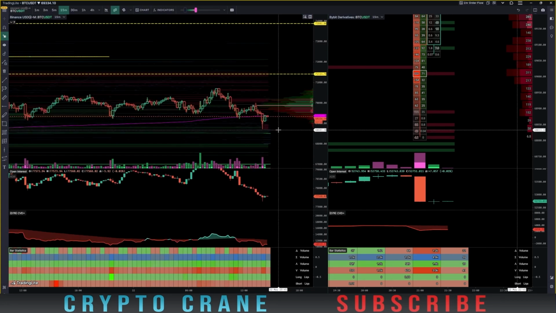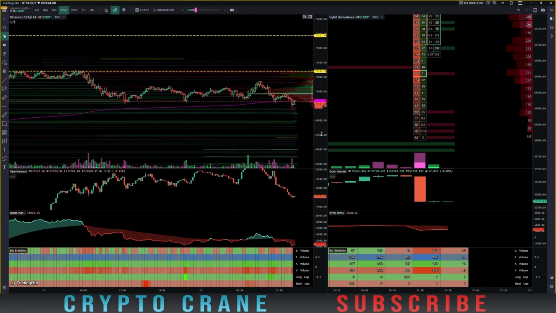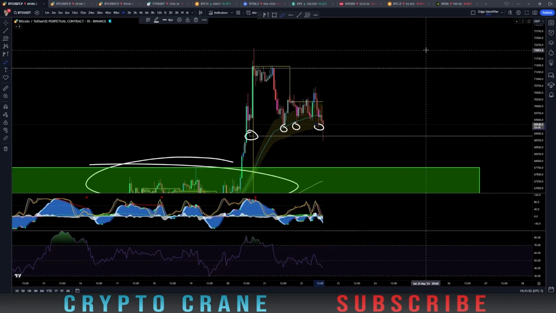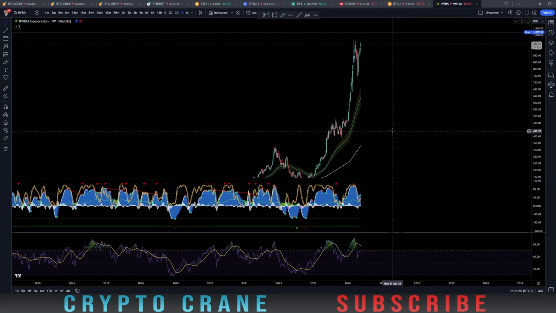That is a proper swing fail, getting us back above liquidity levels. So yeah, that should be your low there on Bitcoin. But let's go ahead and jump outside of Bitcoin now, jumping over here to Nvidia.